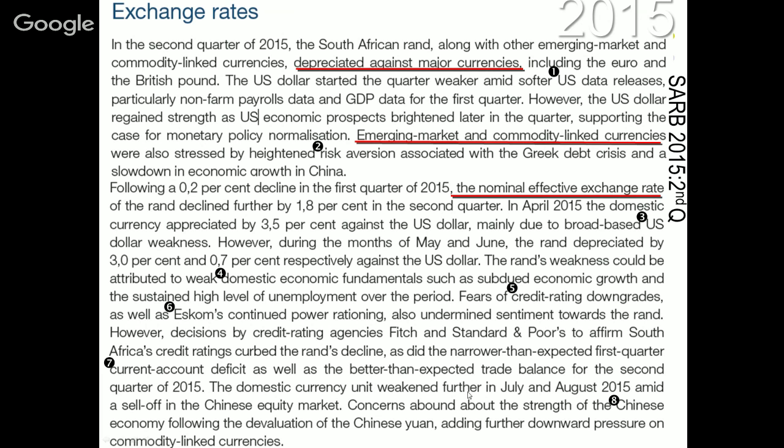The domestic currency weakened further in July and August amid the sell-off of the Chinese equity market, concerns about the strength of the Chinese economy following the devaluation of the Chinese yuan, and further downward pressure on commodity-linked currencies. There you go. Can you see it?